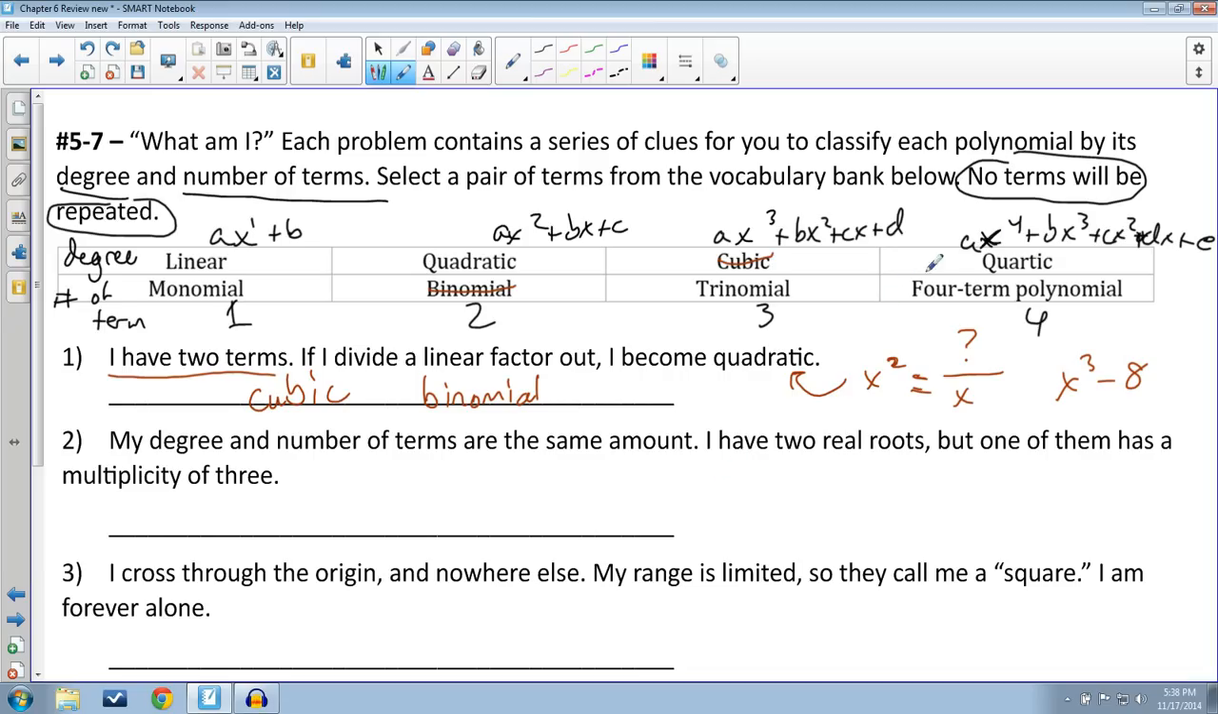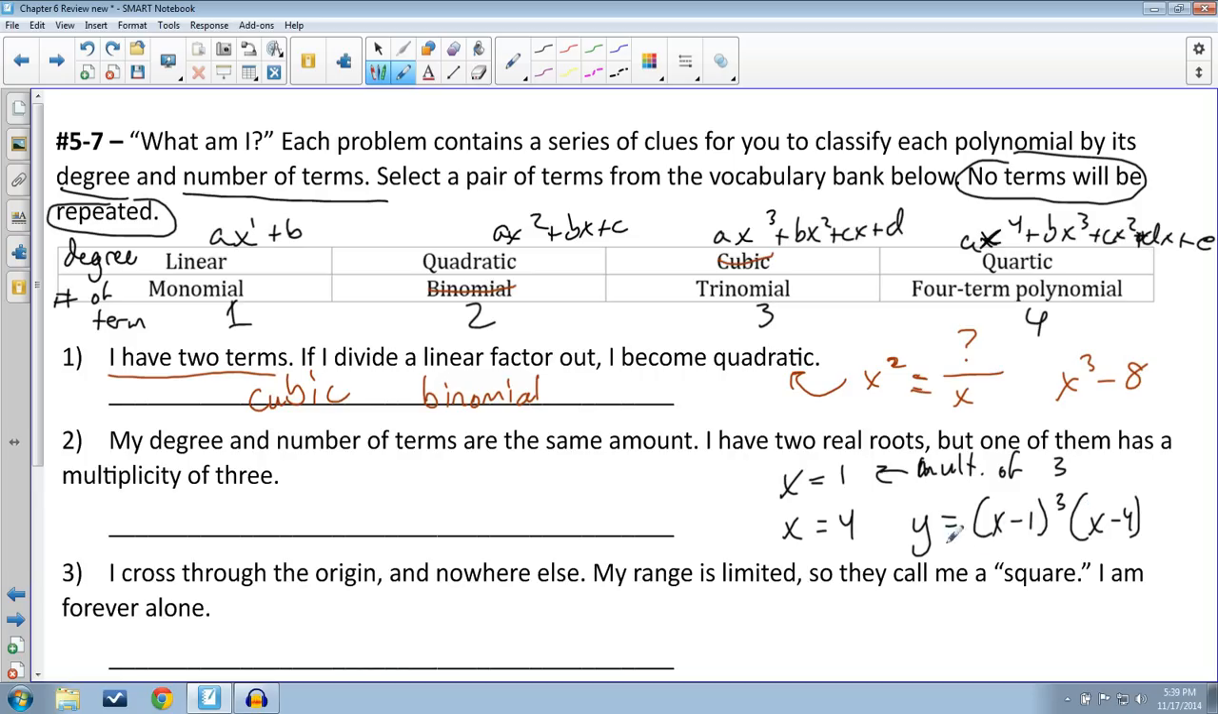Anyway, so you know it's going to be a quartic 4-term polynomial, but let's talk about this and make sure you get it. I have two real roots, but one of them has a multiplicity of 3. So let's give an example. Let's say you had x equals 1 and x equals 4. Let's say that x equals 1 had a multiplicity of 3. That means your equation would look like y equals (x minus 1) cubed times (x minus 4).